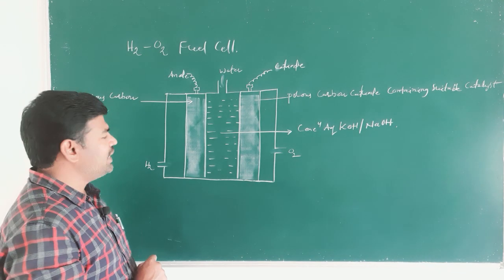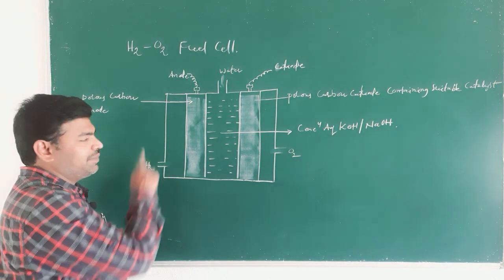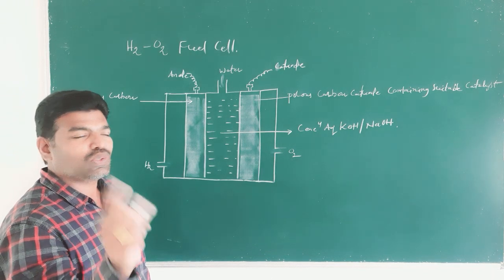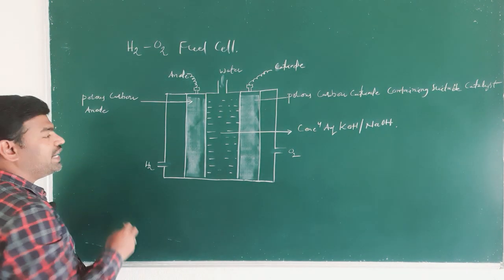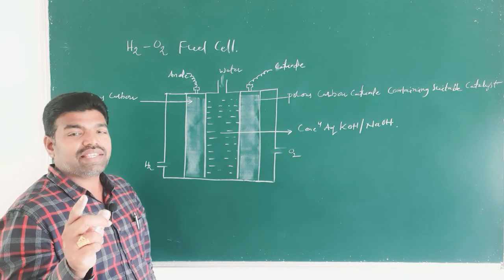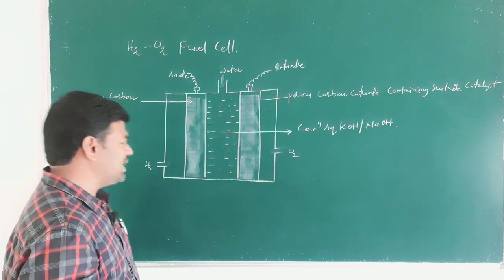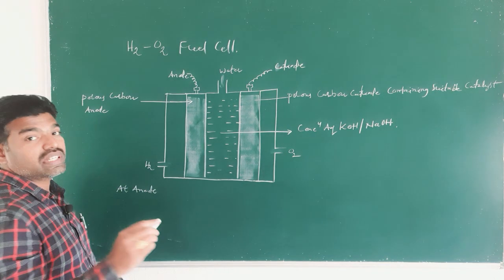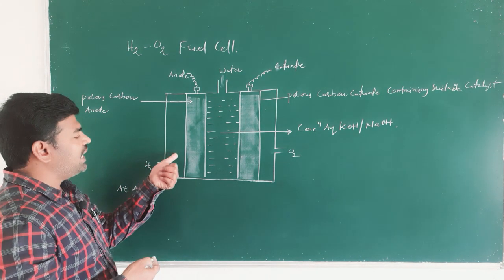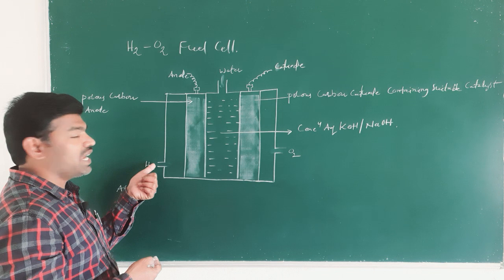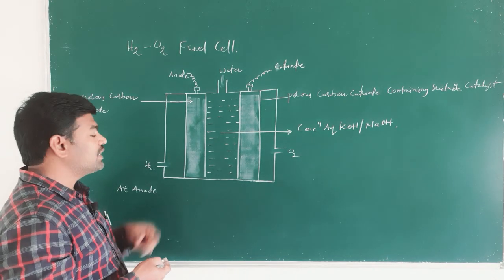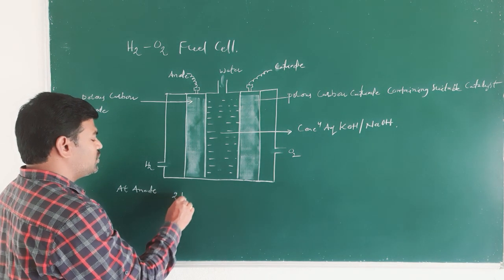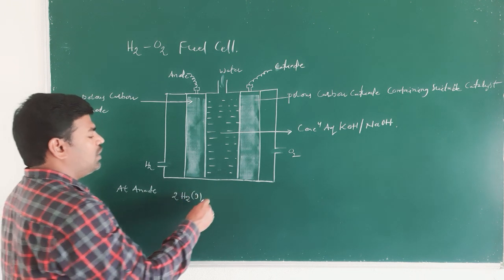Coming to the ends, this is the hydrogen gas inlet and this is the oxygen gas inlet. Let us see the electrode reactions. At the anode, as I already told you, a fuel cell is a galvanic cell. So at the anode, oxidation takes place. Here the H2 gas inlet is close to the anode. So at the anode, 2H2 gas undergoes oxidation.